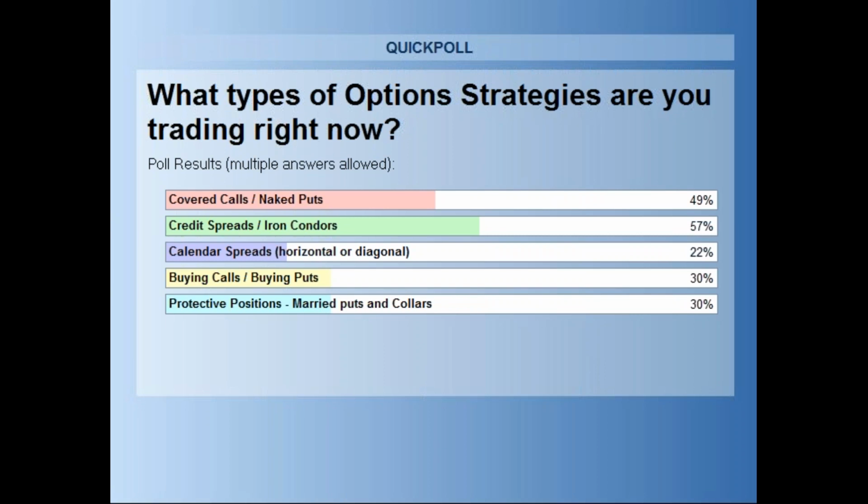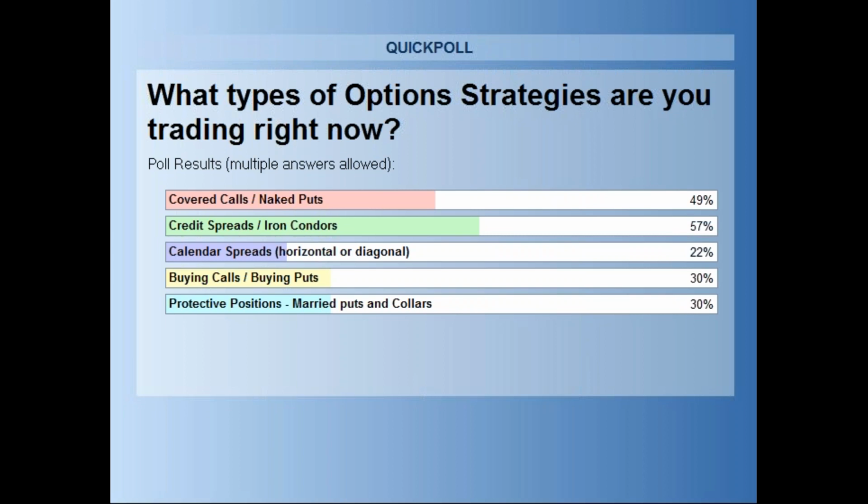All right, so the winner today, of course, as I expected, 57% of you are doing credit spreads and iron condors with the weekly options. 49%, roughly half of you, are doing covered calls and naked puts. 30% of you are buying calls and buying puts. Maybe you're doing earnings or not, but you're buying calls and buying puts. I hope you're being successful. I have not been successful, as I mentioned earlier. 30% of you are doing the protective positions, and 22% are doing the calendar spreads as well. All right, so that gives us a little background there.